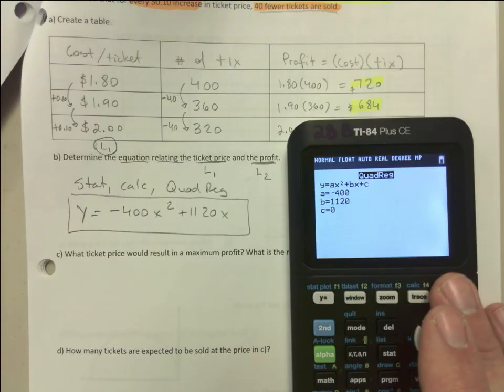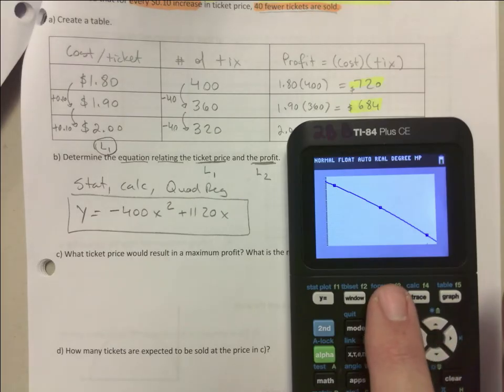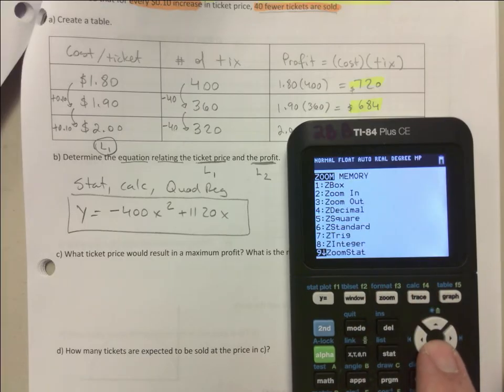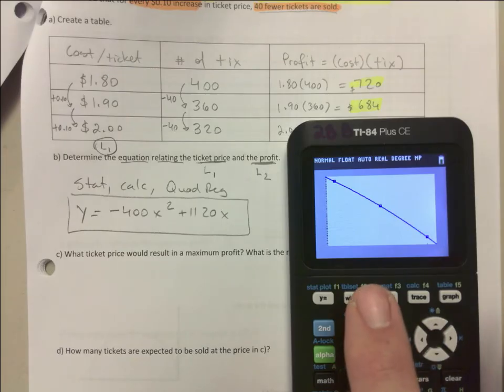Let's go ahead and hit graph now. There we go. It's going through the points, right? But am I seeing the whole parabola? What should I try if you're stuck? You can try one of the zooms. I'm actually curious to see what we do here. Zoom fit. Zoom fit still doesn't do the job for me. So I need to try to change my window.